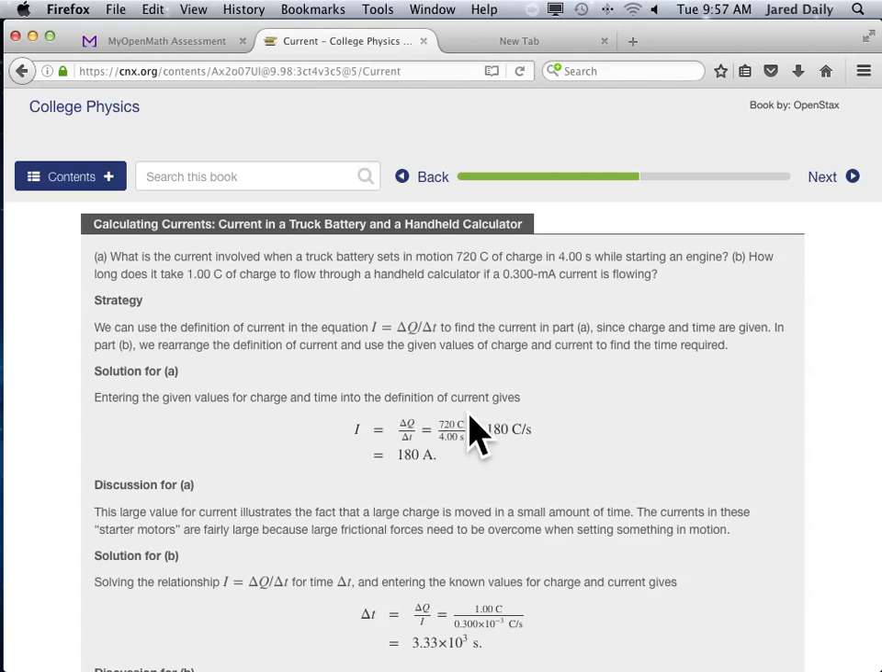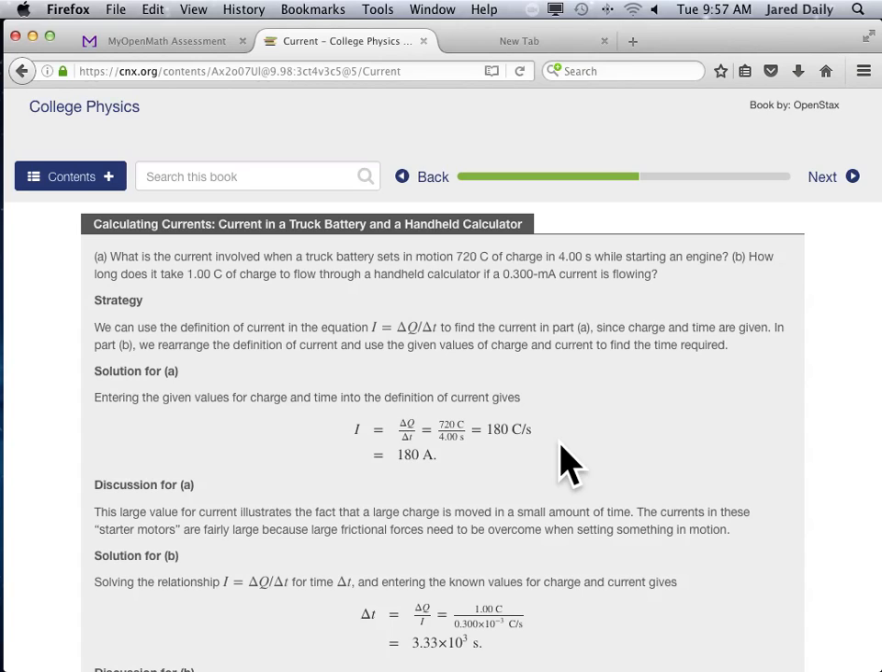So our delta Q is 720 coulombs. Our delta T is 4 seconds, 180 coulombs per second, which is 180 amps. So when a car is starting, it's got 180 amps cranking out, right? After it's started, it doesn't have nearly so much. But during its start, it has a lot.